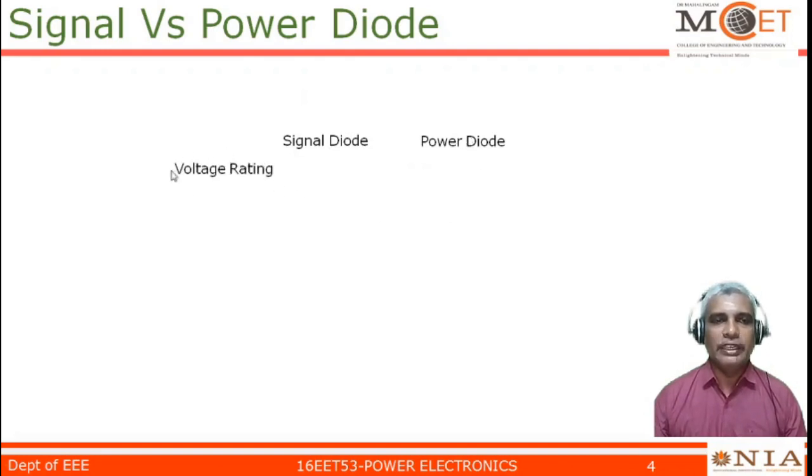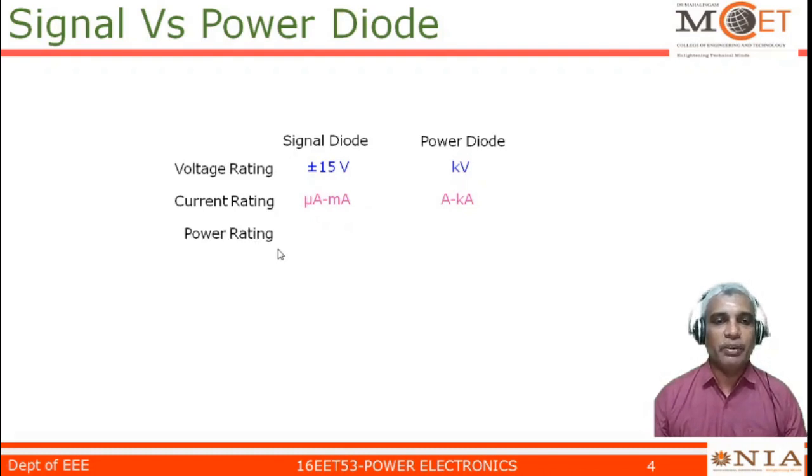If I look at the voltage withstanding capability or voltage rating, a signal diode will be in terms of plus or minus 15 volts, whereas a power diode will be in terms of kilovolts. In the case of current carrying capability, the signal diode will be able to carry microamperes to milliamperes, whereas a power diode could carry a current from amperes to kiloamperes.